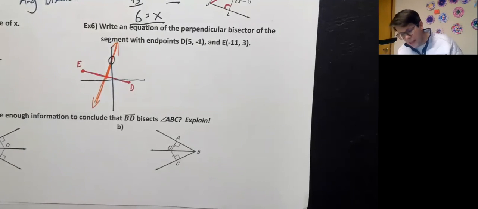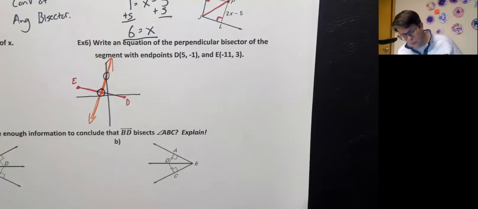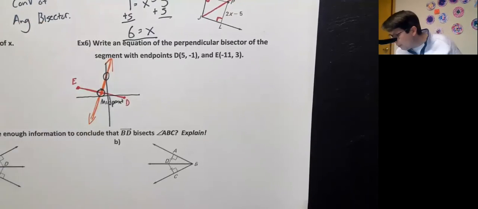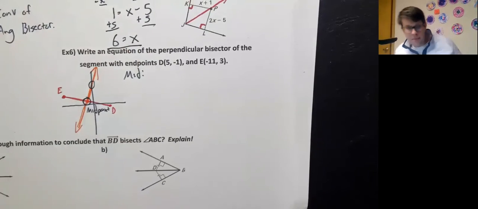So I'm going to do a couple of things. First thing I want to do is I want to locate this point right here. That's going to be an important point. That point is called the midpoint. Now we have a midpoint formula, which works really, really well. So I'm going to start off with my midpoint formula.